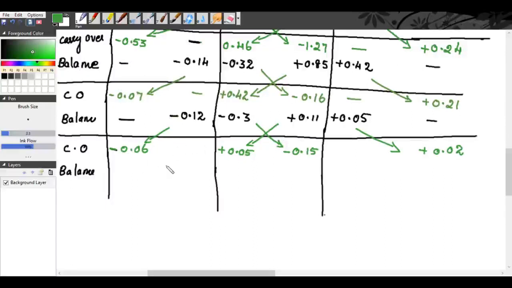Now we will balance it as usual. So balancing, it is plus 0.05 multiplied by 5 by 17, we get 0.01.